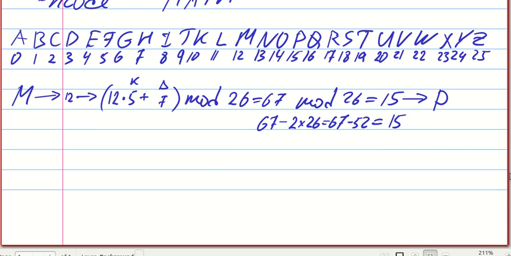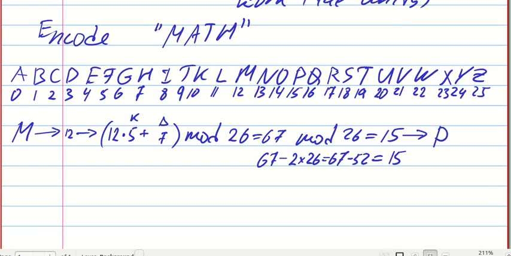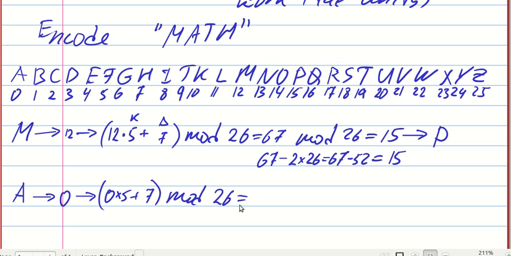So the next letter that we need to encode is A. And if you remember, if we just use multiplication cipher, A doesn't go anywhere because it starts with 0. So we have 0 times 5 plus 7 modulo 26. So it's 0 plus 7, so it's 7 modulo 26. And it's just 7 because 7 is smaller than 26. And 7 is H.